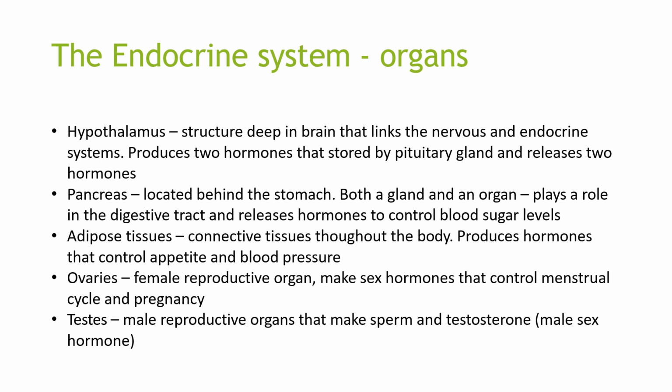Adipose tissues are connective tissues throughout the body, and these produce hormones that control appetite and blood pressure. The ovaries are the female reproductive organs, and these make sex hormones that control the menstrual cycle and pregnancy. And the testes are male reproductive organs that make sperm and testosterone, which is a male sex hormone.